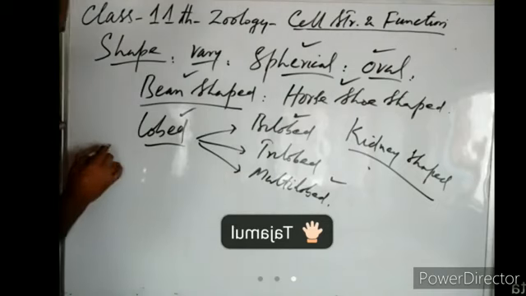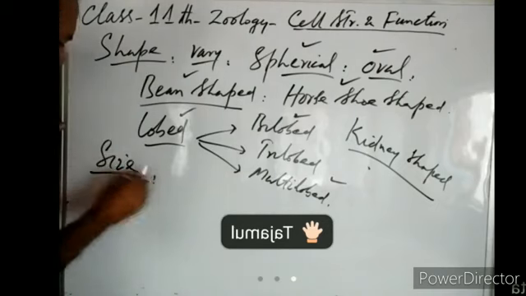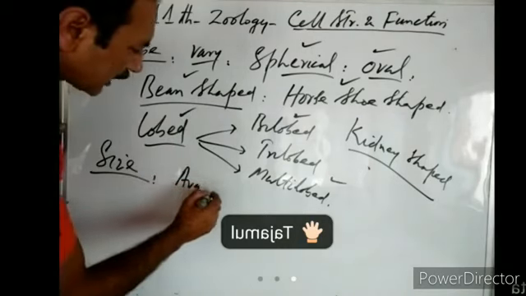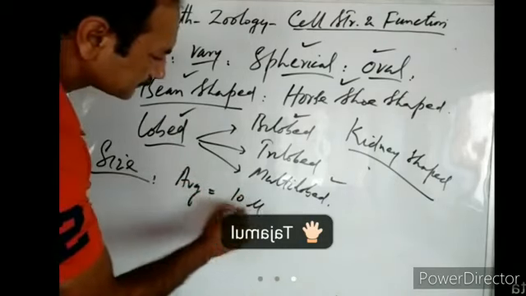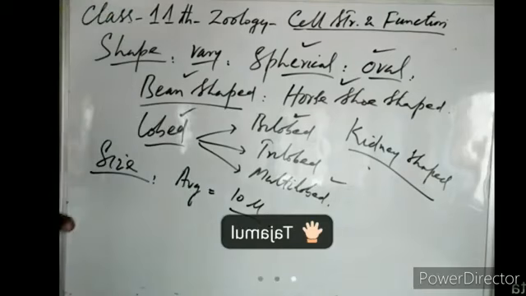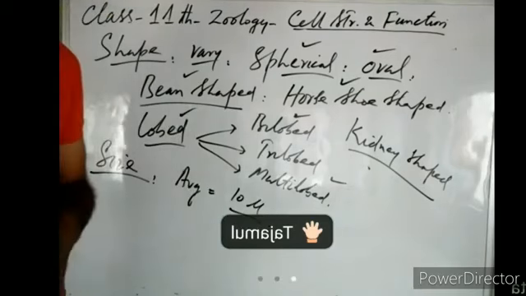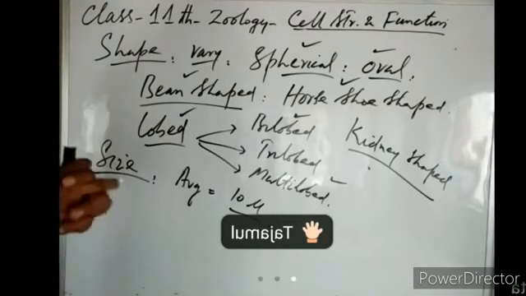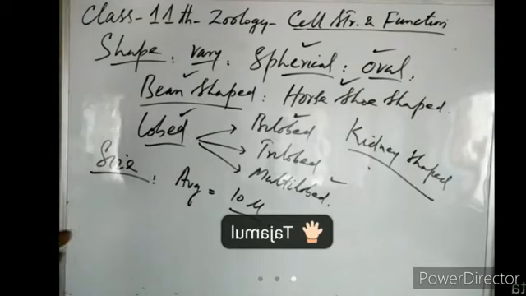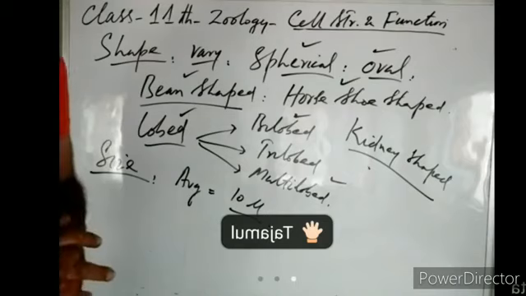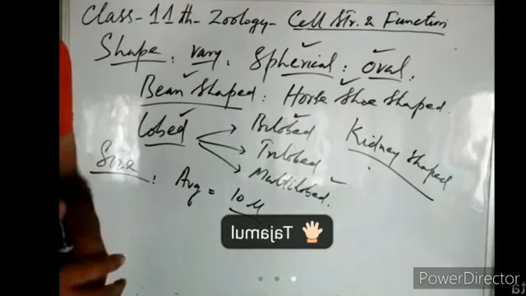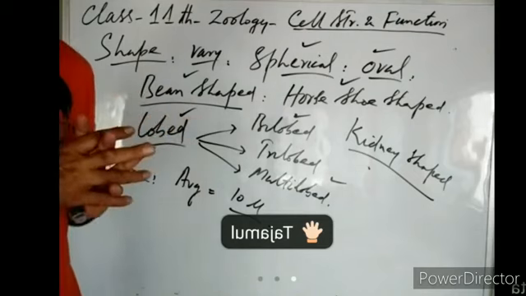What about the average size of the nucleus in eukaryotic cells? The average size of the nucleus in eukaryotic cells is 10 microns, right? So that is about the shape, size, and number of nuclei per cell. Now we are going to discuss the structure of the nucleus. We have to see the internal structure of the nucleus.